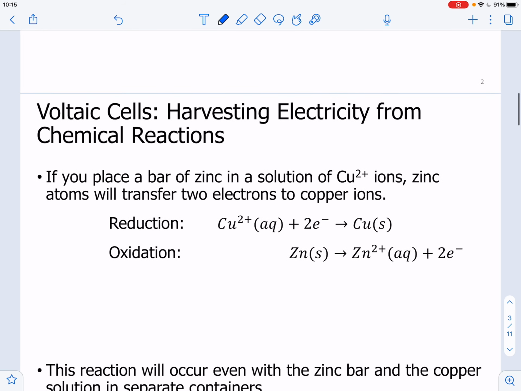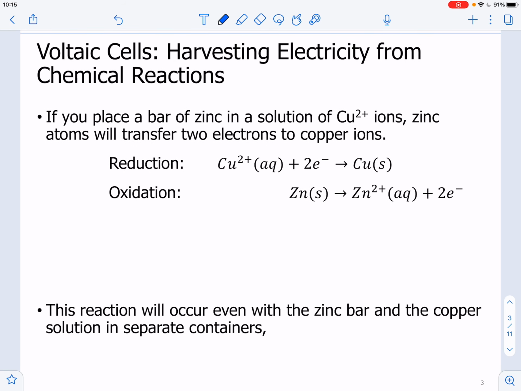Okay, so if we take a look at one redox reaction here between copper and zinc, right? Remember, the reduction implies gain of electrons, the oxidation implies loss of electrons. So this number of electrons here has to be equal, and that represents the transfer of electrons between the two half reactions. So if you connect these reactions properly, and by properly I mean you guarantee the flow of electrons, they will still happen in separate containers. You don't need to have both reactants in close contact for this reaction to happen.